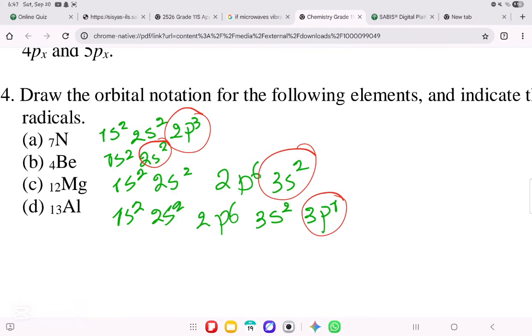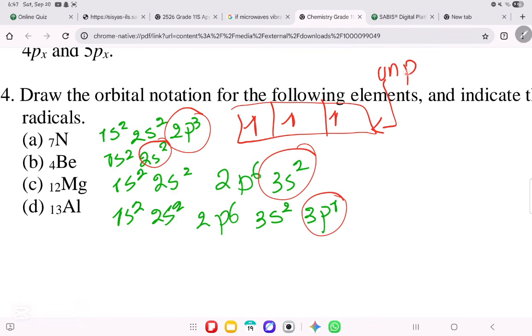So 2p3, p, we know it's in 3 orbitals, and based on Hund's rule we need to fill in all of them with the same spin first. So 1 up, 1 up, 1 up, and just like that we finished. And so they are all unpaired. And if they're all unpaired, that means they are free radicals.